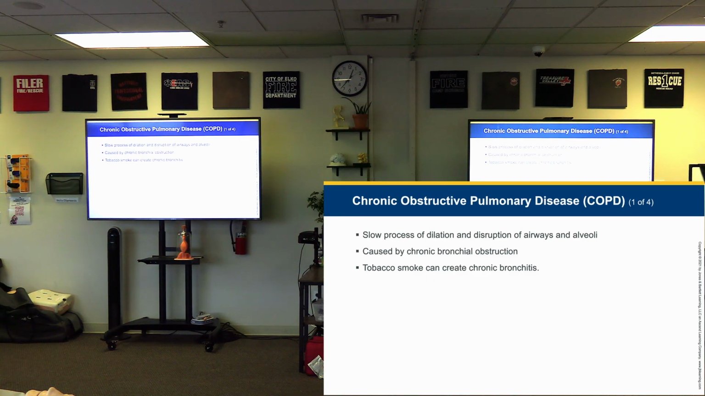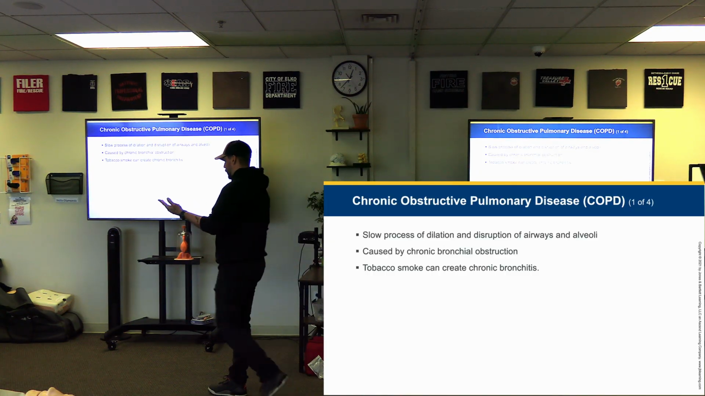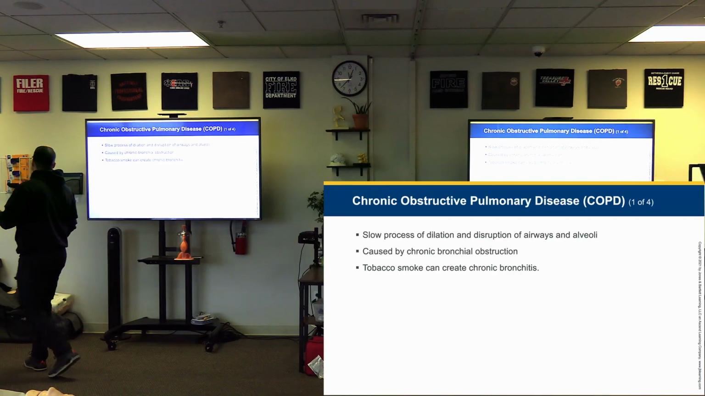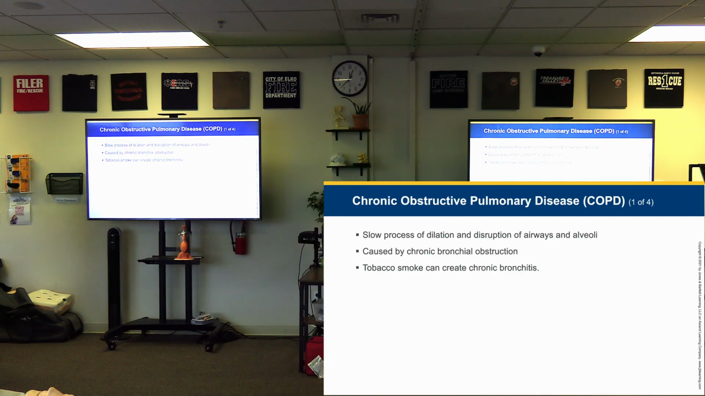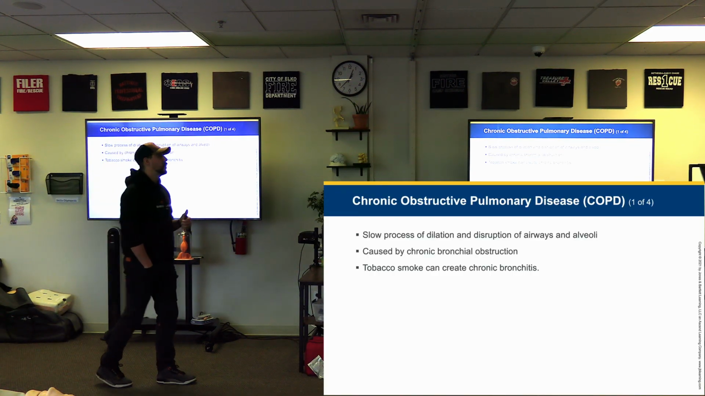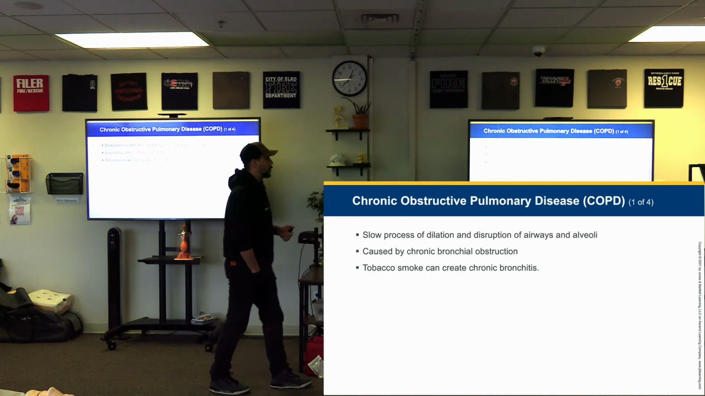COPD. Now, we kind of touched on earlier some demographics who we have to be careful oxygenating. This is the one, okay? COPD. So, the big precursor to COPD is smoking cigarettes. Just smoking in general, but cigarettes, obviously the most common ones. But it's a slow process of dilation and disruption of airways and alveoli caused by chronic bronchial constriction, obstruction, and then tobacco smoke can create chronic bronchitis.